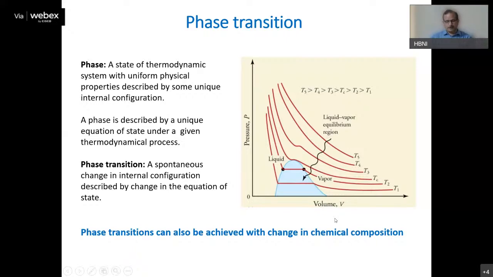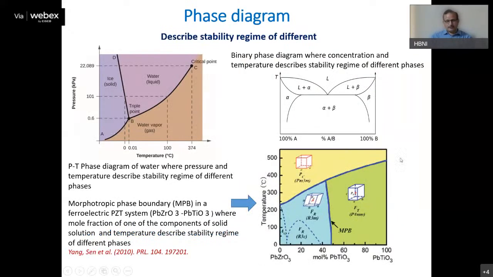And this basically gives us a phase diagram. It can be thermodynamic parameter dependent, or it can be compositional dependent. For example, here I have shown 3 phase diagrams, where this is the typical phase diagram of water or H2O in different phases as a function of pressure and temperature only.